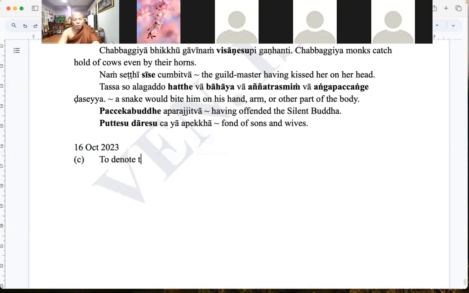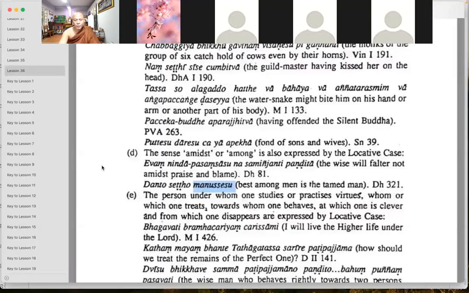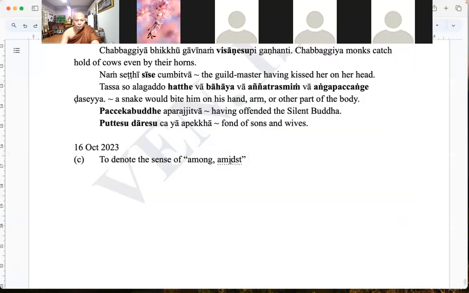So to denote the sense of among or amidst, the locative case is used.